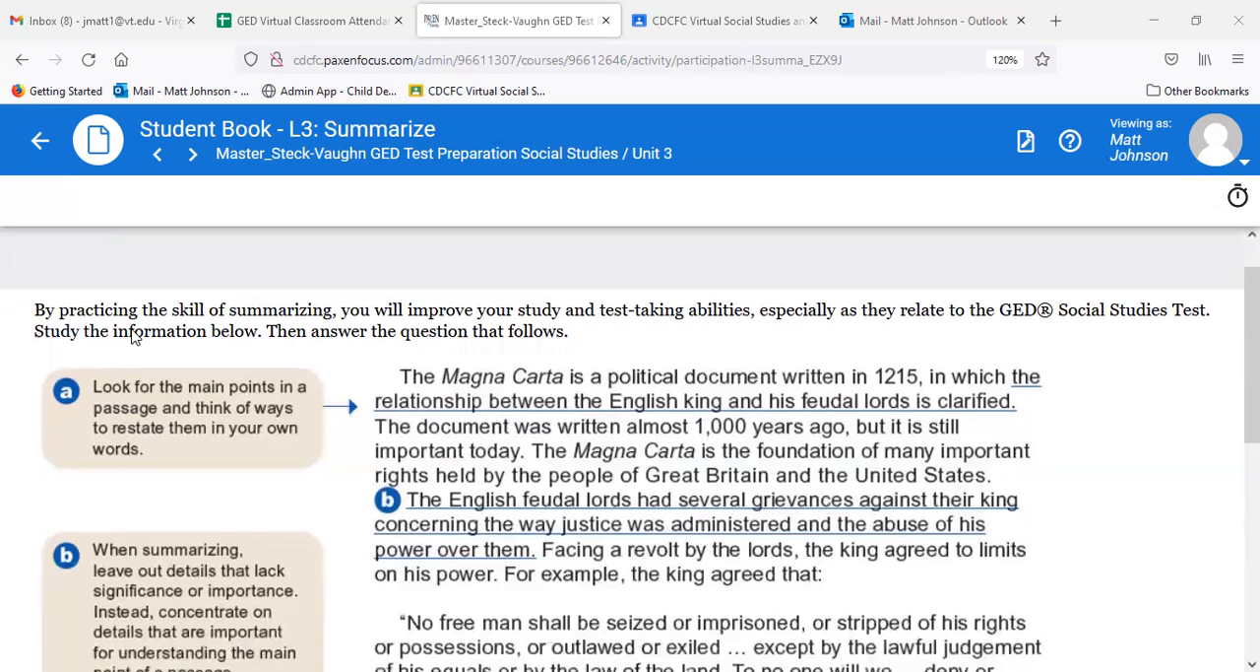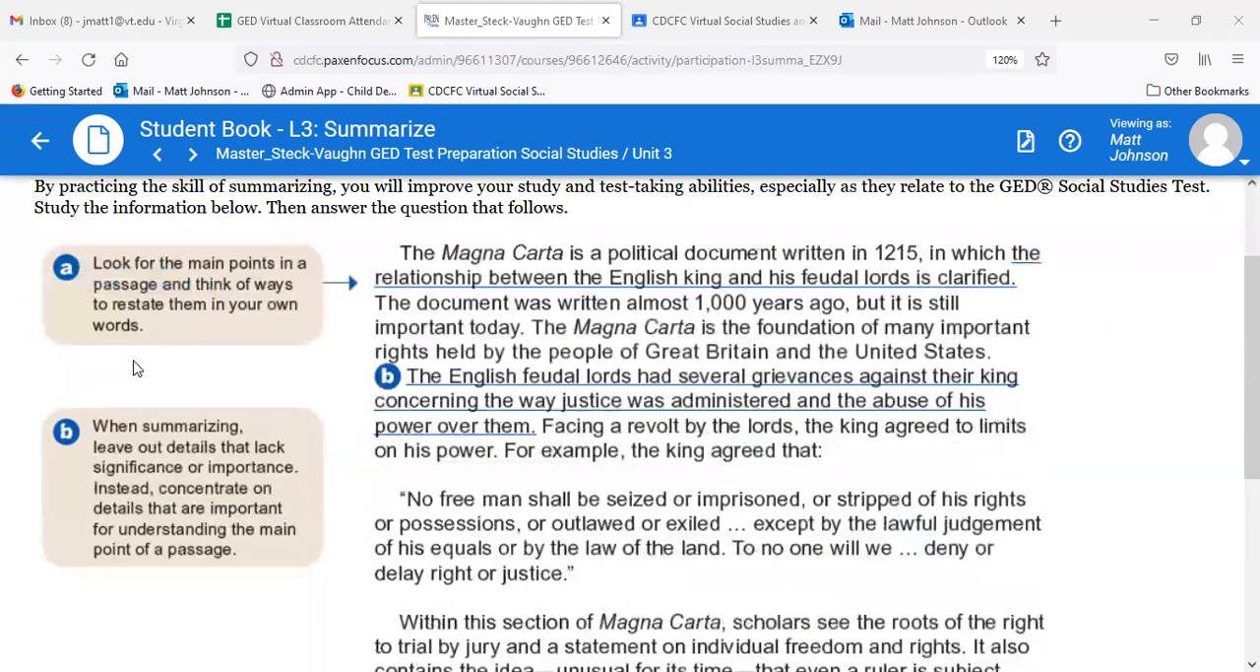So the next underlined section there under B says the English feudal lords had several grievances against their king concerning the way justice was administered and the abuse of his power over them. So it says, when summarizing, leave out details that lack significance or importance. Instead, concentrate on details that are important for understanding the main point of the passage. So right there, the two that we have underlined are really important.